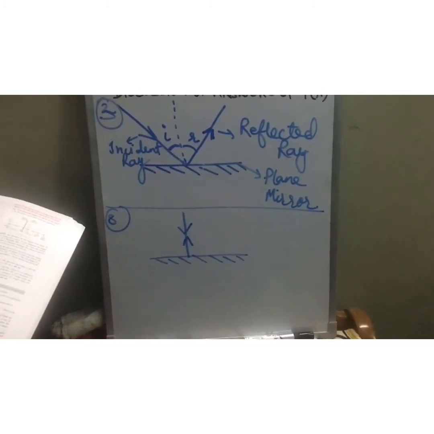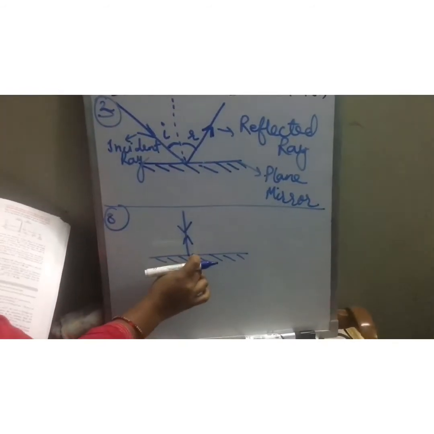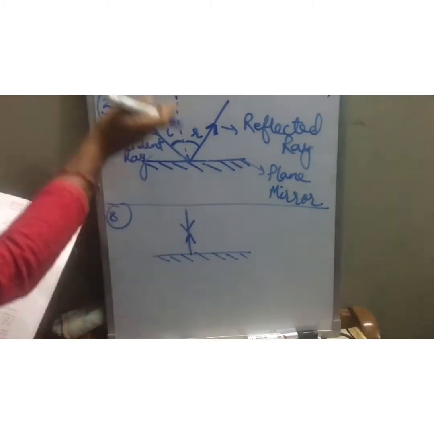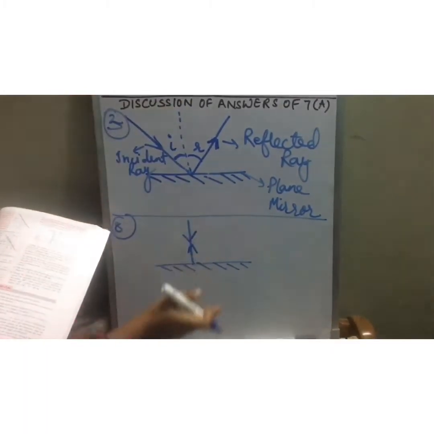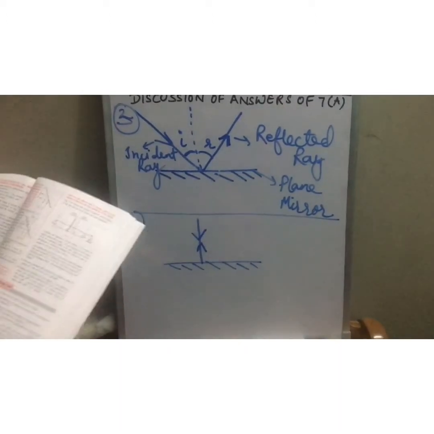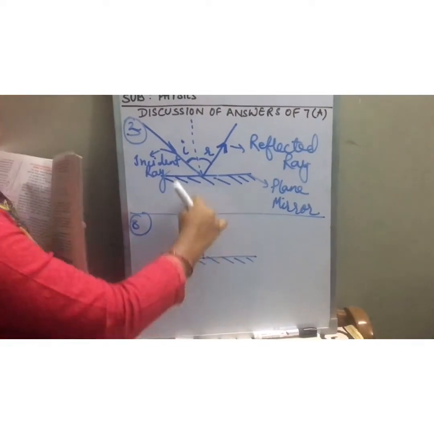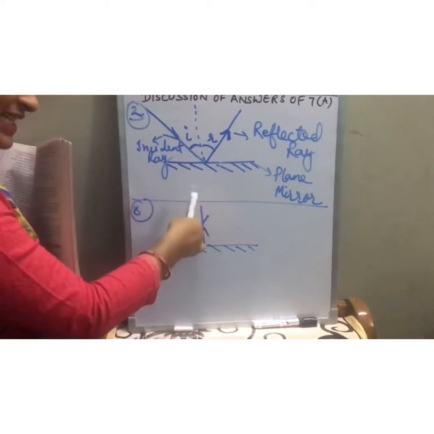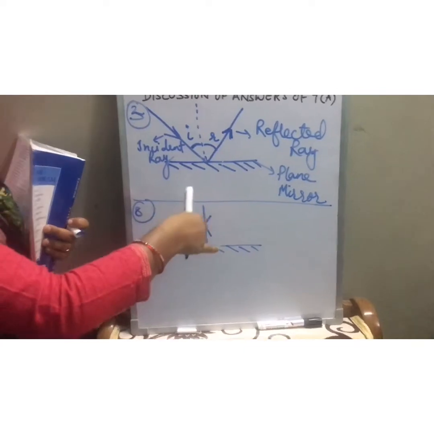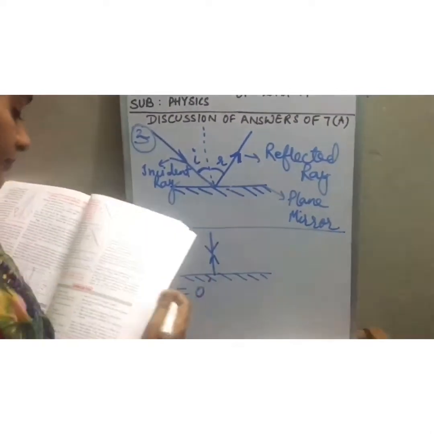I explained this in the last video. If an incident ray comes normally on the plane mirror, the reflected ray will retrace the path. It will go in the same direction. Then the question is, what is the angle of incidence? Angle of incidence is the angle between the incident ray and the normal. Since the incident ray is coinciding with the normal, the angle of incidence is 0 degrees.